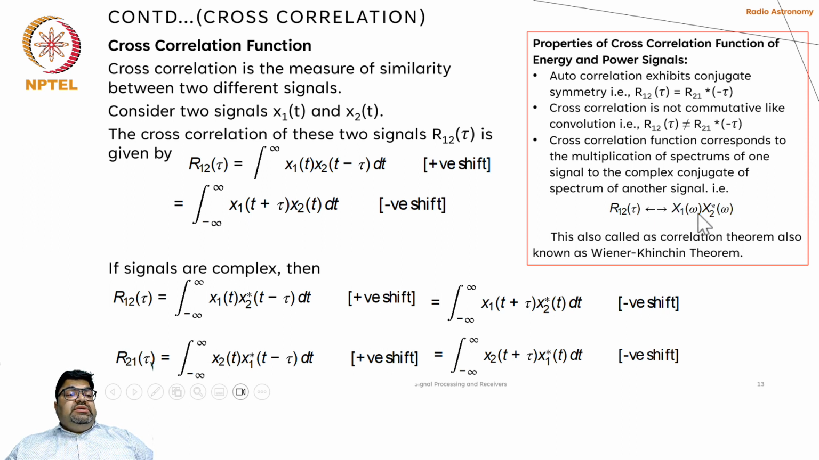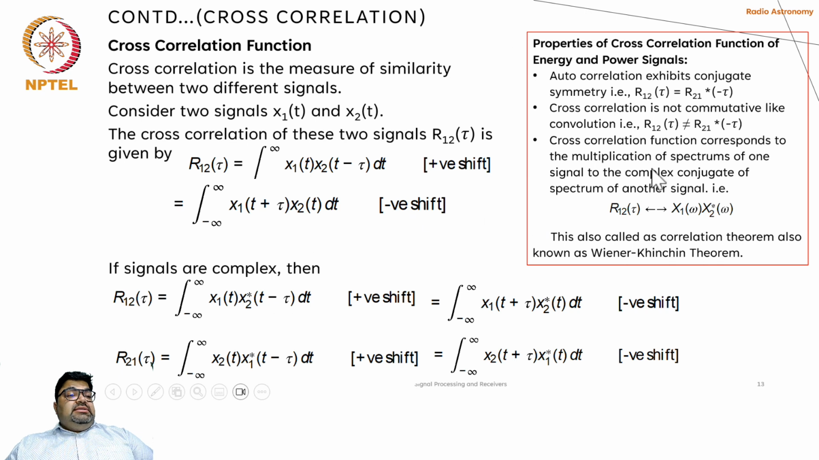So R12 is basically X1(omega), the Fourier transform of x1, times X2 conjugate (omega). This is called the correlation theorem, also known as the Wiener-Khinchin theorem. We will be using this quite a lot in the weeks to come.